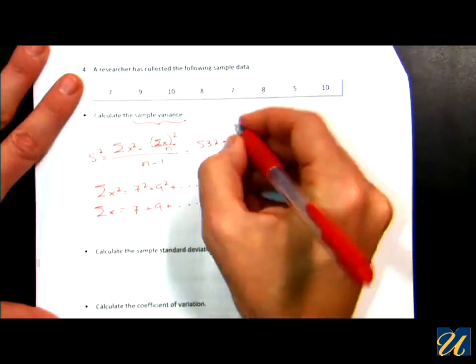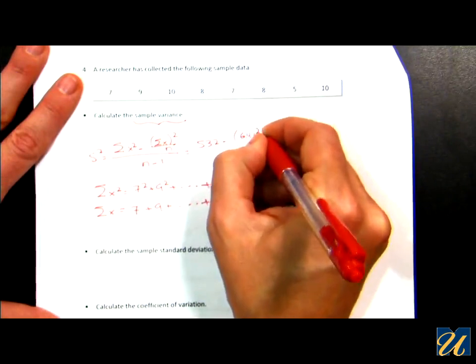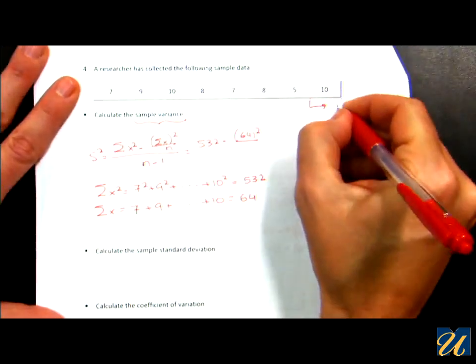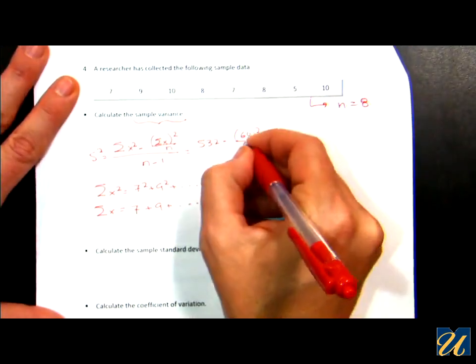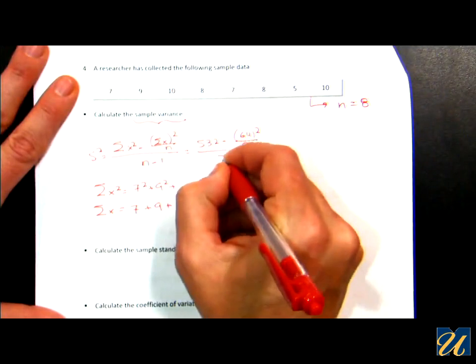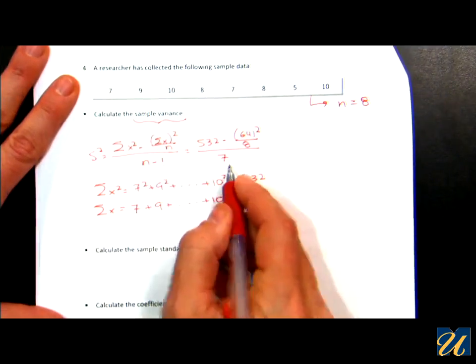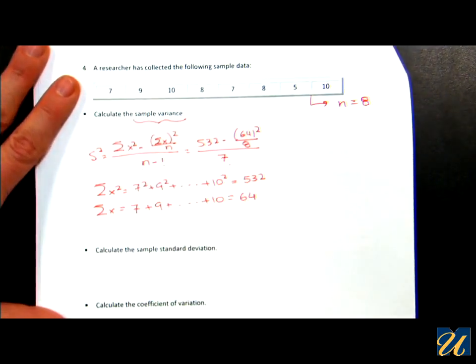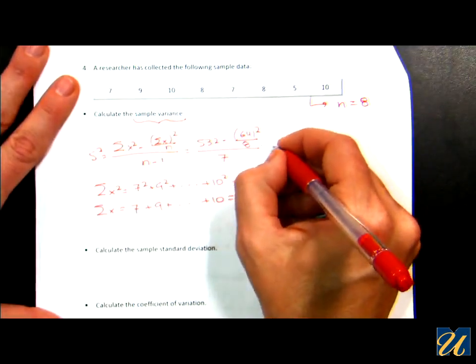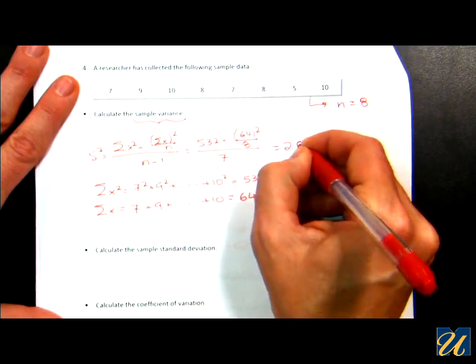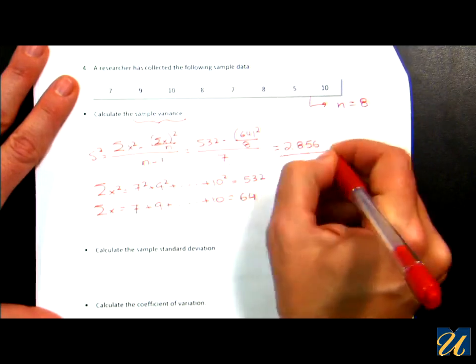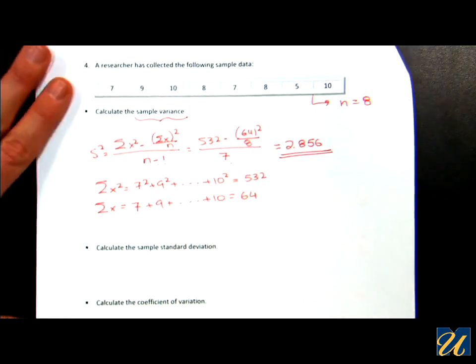532 minus 64 squared over, how many entries do I have in our sample size? N is equal to 8. 8 minus 1, 7. So the sample variance will be equal to 2.856.